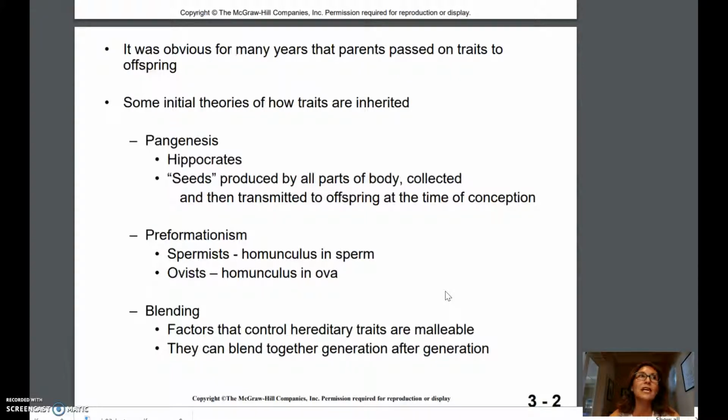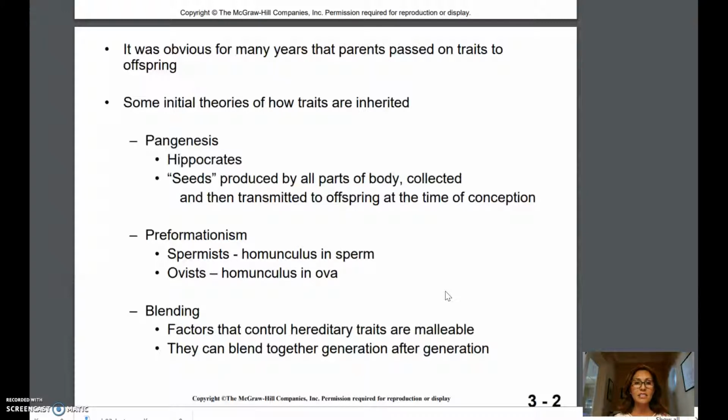So for a long time, people believed that traits were passed on to offspring in a number of different ways. Very early on, Hippocrates, one of the great philosophers, suggested that seeds produced in the body were collected and then transmitted to the offspring at the time that the individual was conceived. The problem with that is that there aren't individual seeds for all the different body parts.